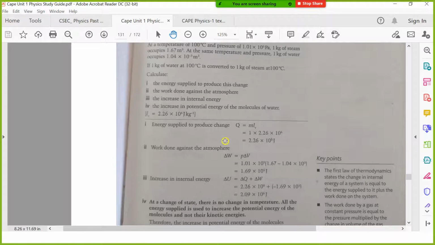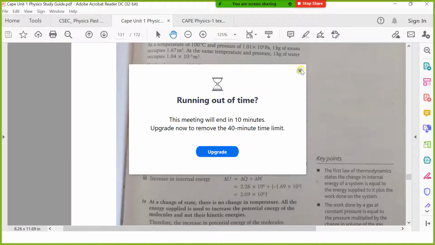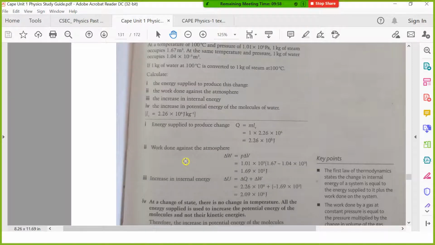And if it makes sense to you, let me know, because what you have to understand is, if they gave you the volume of the steam, remember, the steam is the final thing. So that would have been your final volume, right? And of course, the other would be the initial volume of the water. You see what I say?